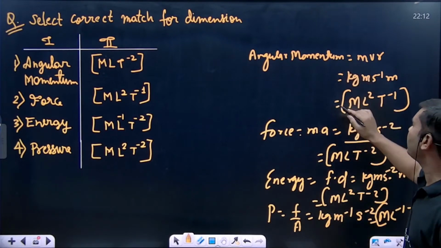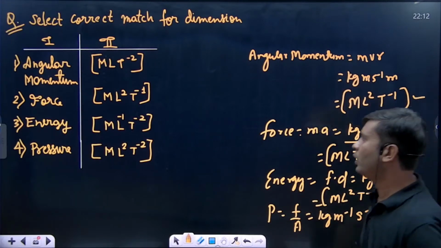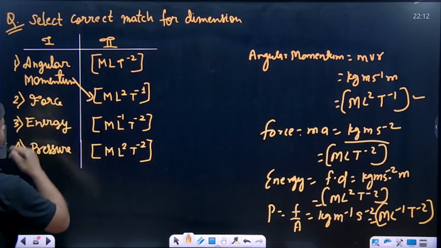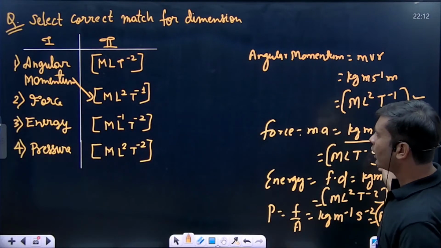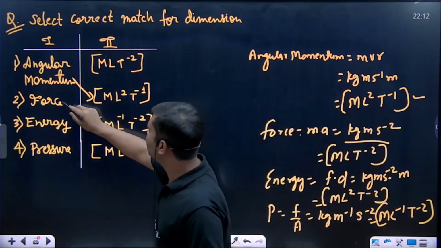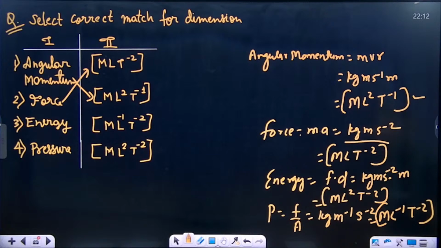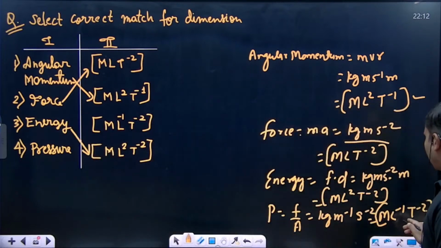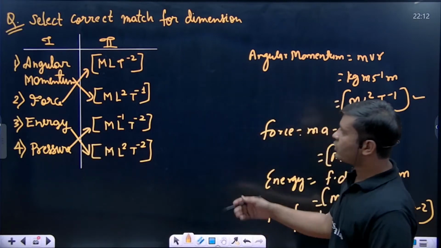Angular momentum has dimension ML^2 T^-1, so let us match it. Angular momentum has this dimension, means this one. Now force has dimension MLT^-2, so force will have this match. Energy has dimension ML^2 T^-2, so this will be the match, and pressure will be ML^-1 T^-2. Okay, so this is the match for this question.